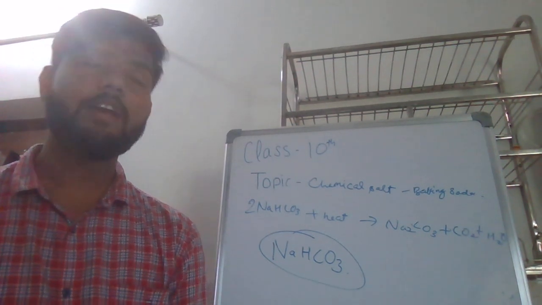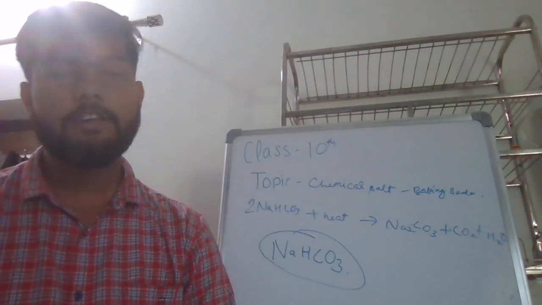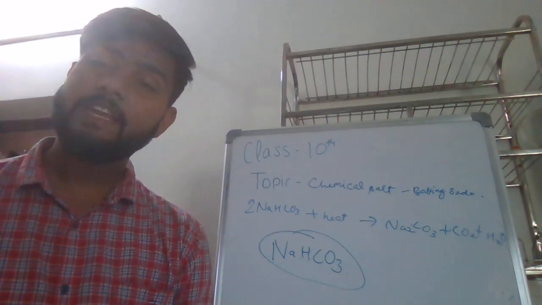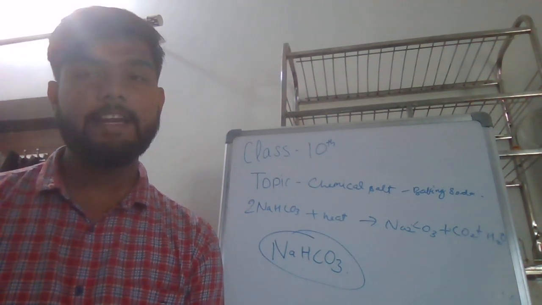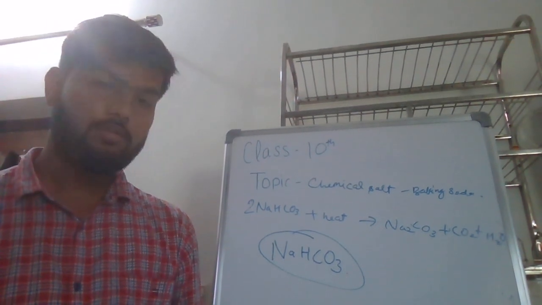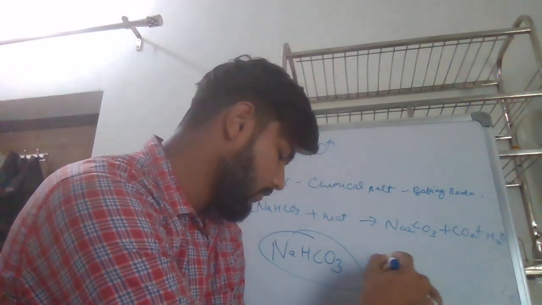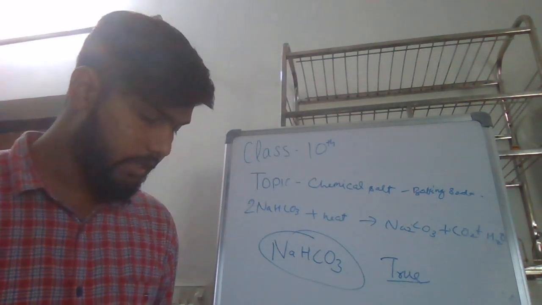I have one statement for you. Now you have to tell me whether the statement is true or false: baking powder is the mixture of baking soda and a mild edible acid. Is it true or false? I hope everyone knows. It is a true statement.